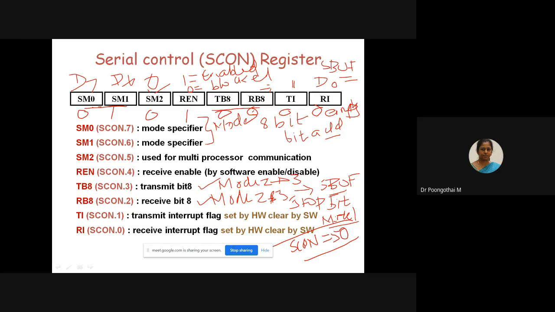So for all the programs, the first step is you have to initialize your SCON. The initial value of SCON is 50. So SCON is initialized to 50.